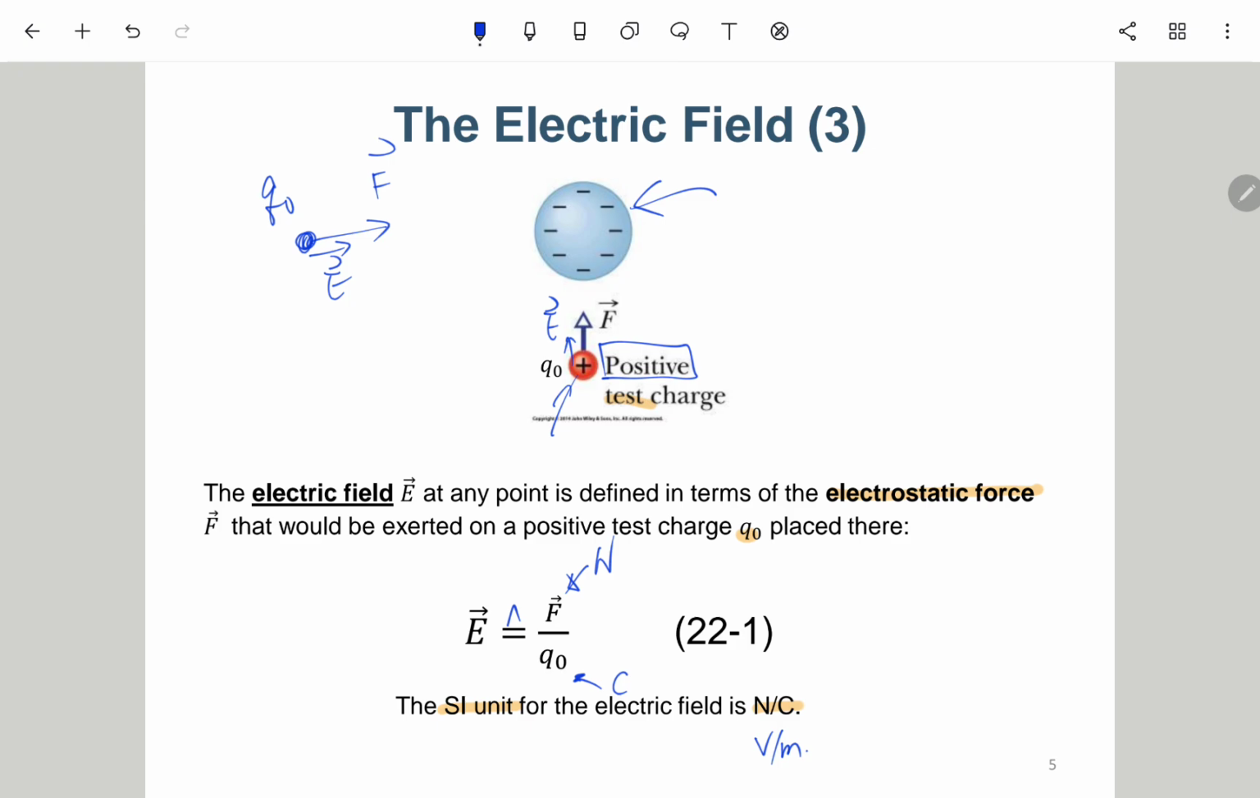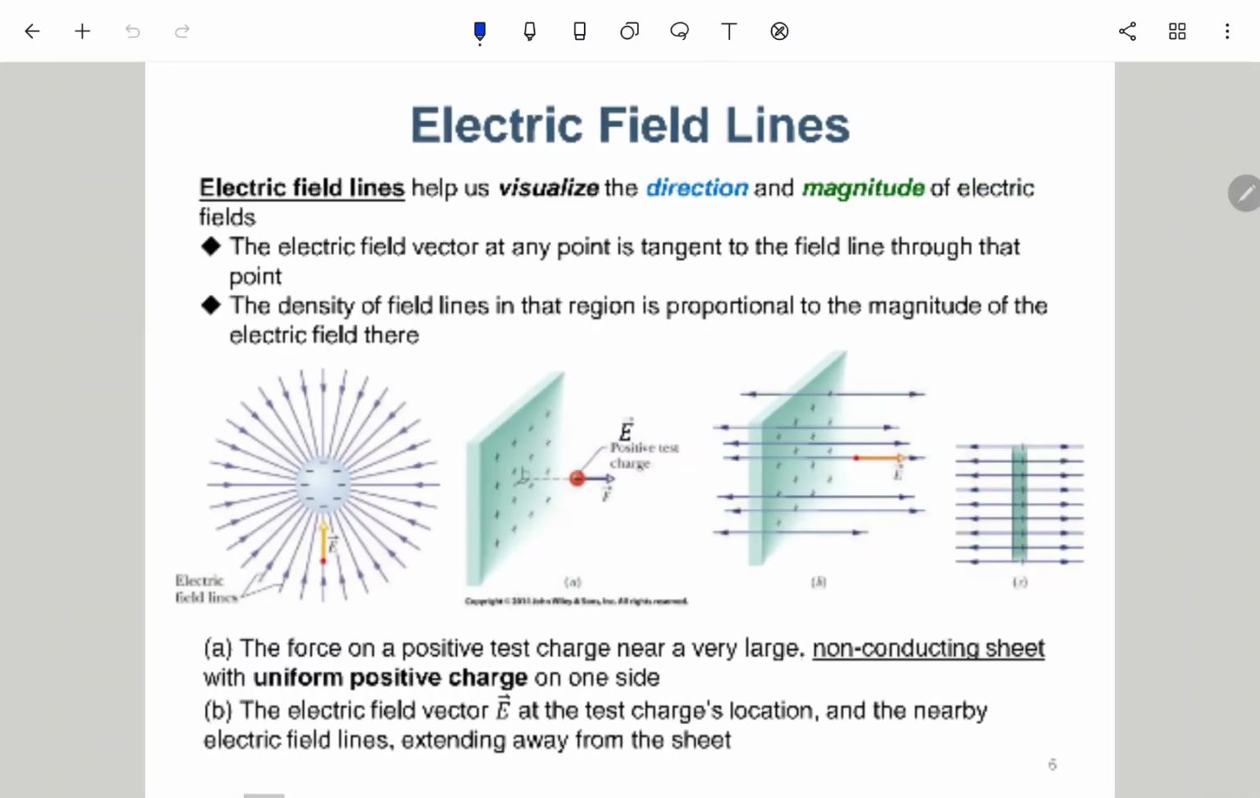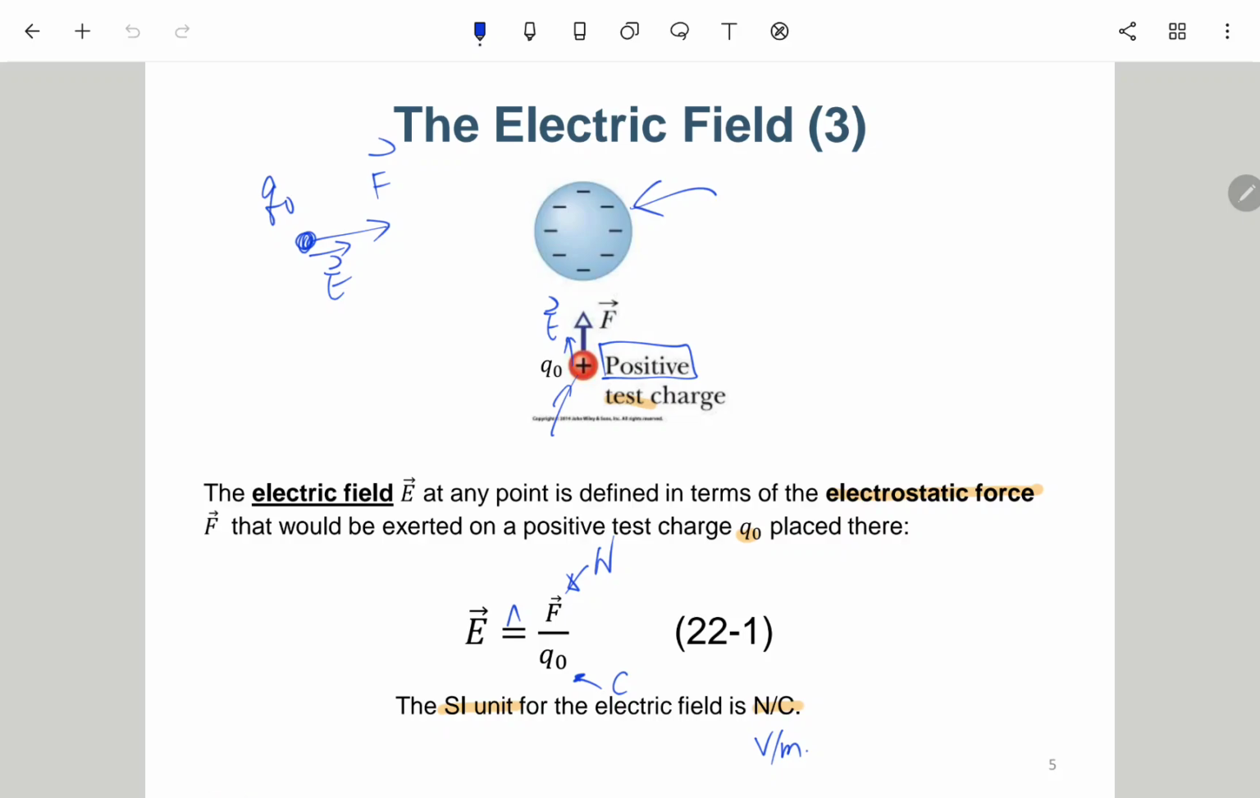Okay, so this is a definition. Of course, it is too simple. We need to use it in another way. Because in chapter 21, we also know that this electrostatic force, or the Coulomb force, is F equals 1 over 4 pi epsilon naught, times Q, maybe we call it Q, times Q0 over R squared. This will be R, so R squared.